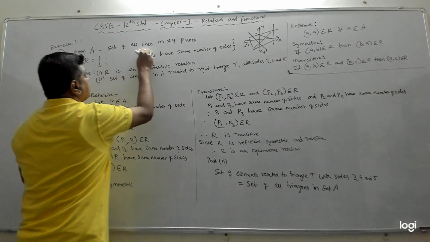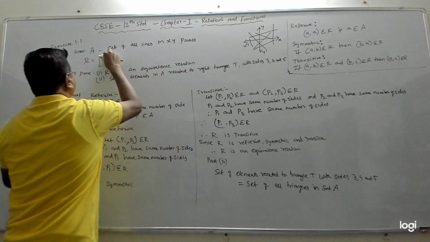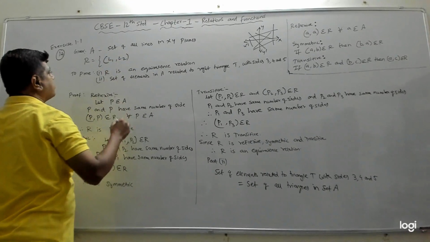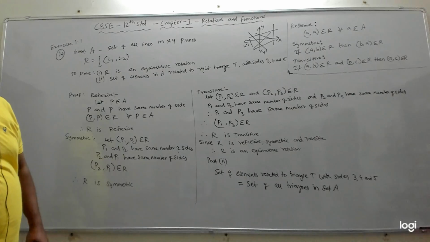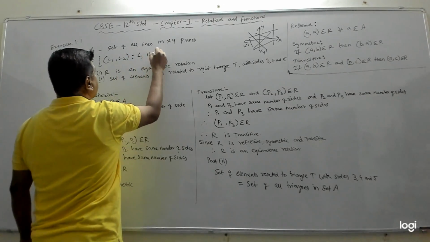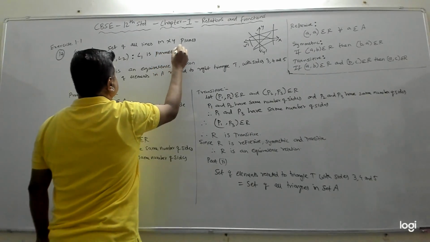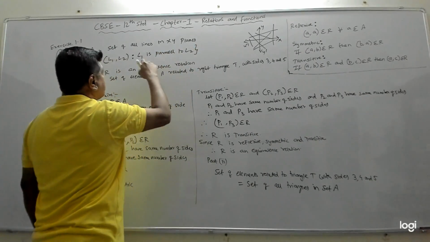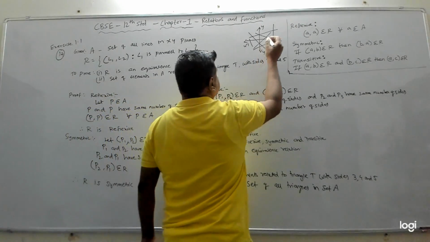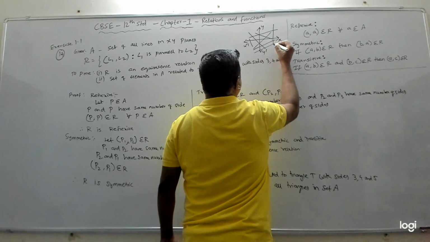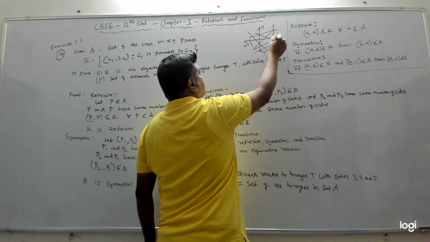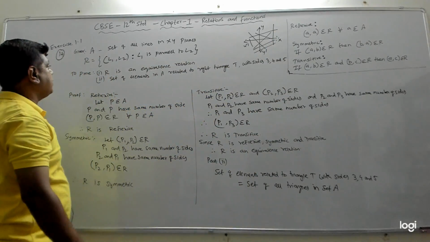Now here the relation is the set of all lines (L1, L2) such that L1 is parallel to L2. So two lines are related when L1 is parallel to L2. We'll say two lines are related if they are parallel. If they are not parallel, then they are not related. For example, these two lines are related because they are parallel. But this line and this line are not related because they are intersecting. So that's how the relation is.